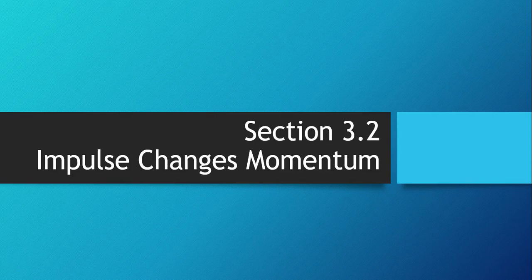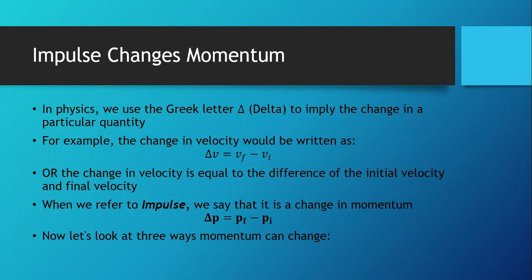Section 3.2: Impulse changes momentum. In physics and in science in general, we use the Greek letter delta to imply the change in something. So from an initial condition to a final condition, the change in velocity we will write as delta v, the final velocity minus the initial velocity.